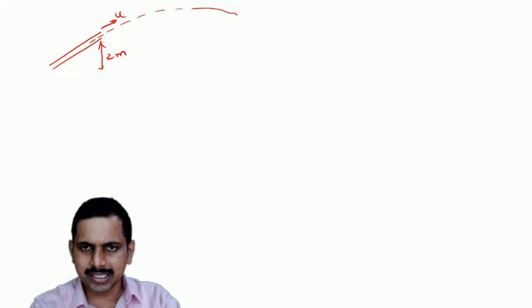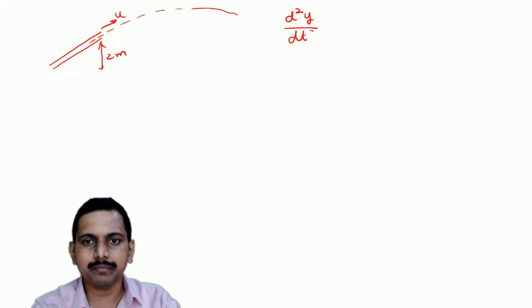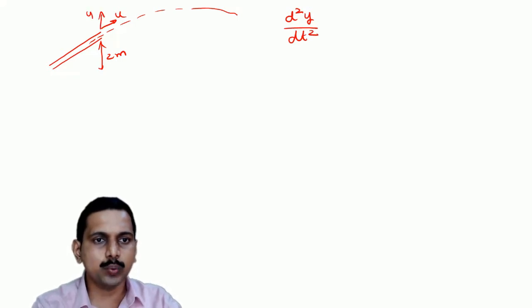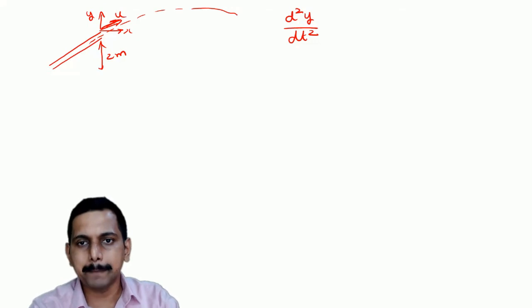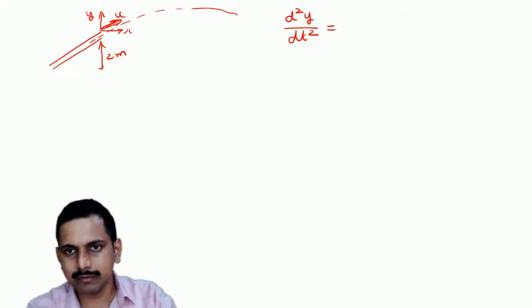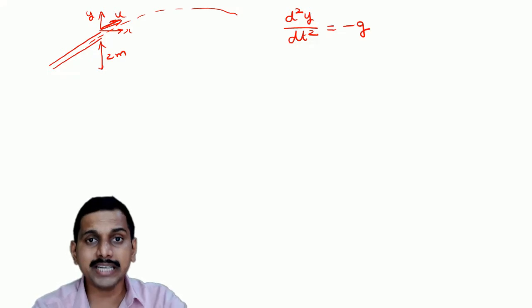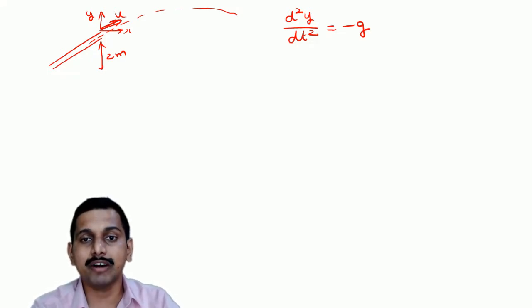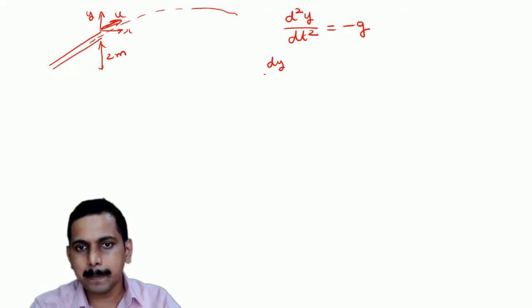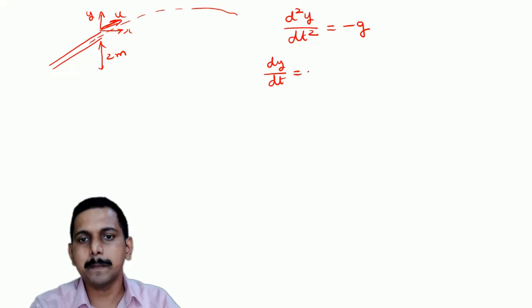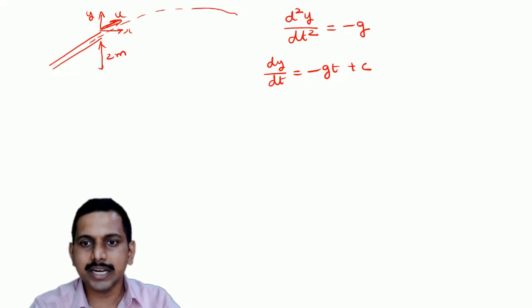What is that? It's simple. My d square y by dt square, if I consider this as y and this as x, correct, u is along some direction here. Okay, so d square y by dt square is actually equal to minus g, because that is the acceleration due to gravity. So d square y by dt square is minus g. That means my dy by dt is equal to minus gt plus a constant. Now what is that constant? That constant I put as C1.